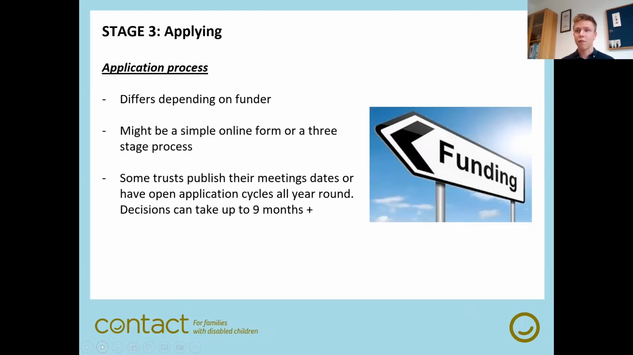Because some trusts will have a regular monthly or quarterly meeting, others might only have one meeting a year. It's important that you factor in the decision turnaround time when you put an application in. If you're applying for a specific project, let's say you have some wellbeing days that you want to deliver with some families in May, and the decision turnaround time is around 3 to 4 months, you'll want to apply back in January or February to ensure you have the funding to deliver that project. Because a lot of trusts, I actually don't know of any that do, will not fund retrospectively.